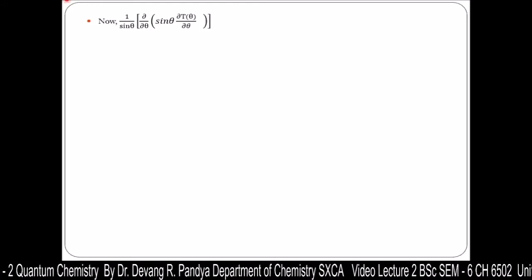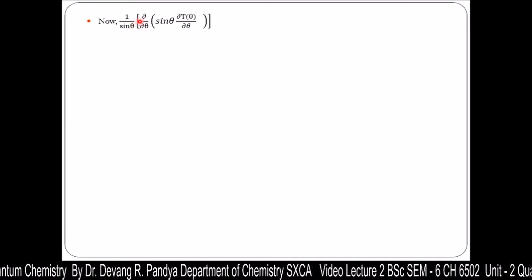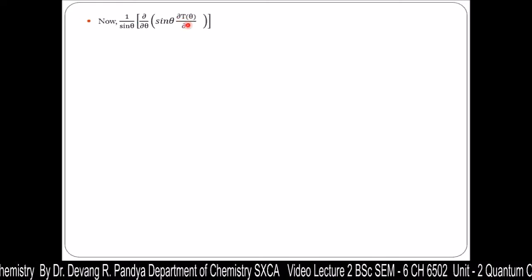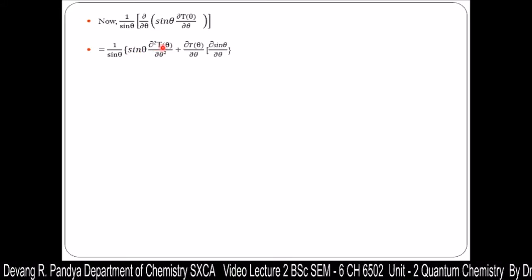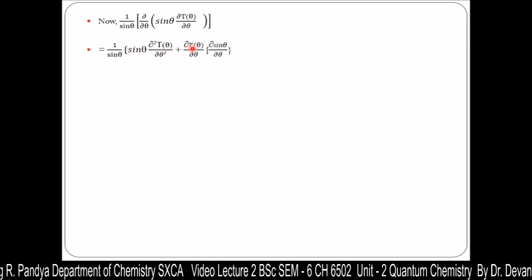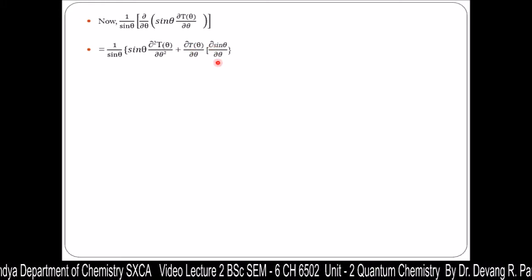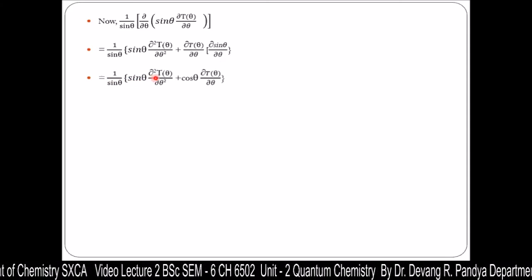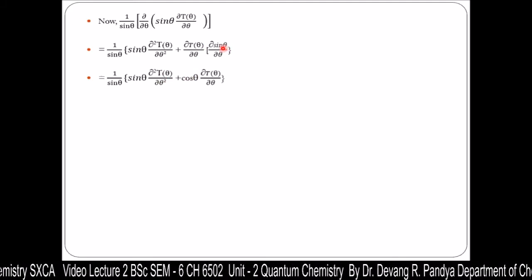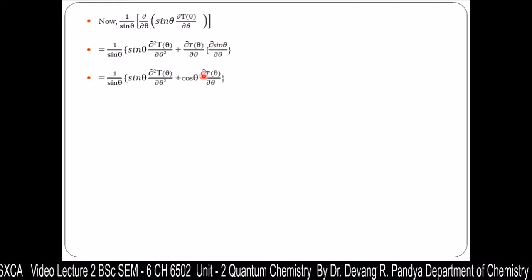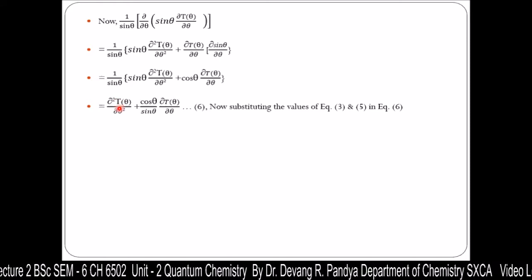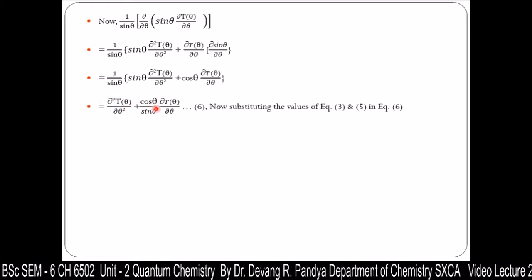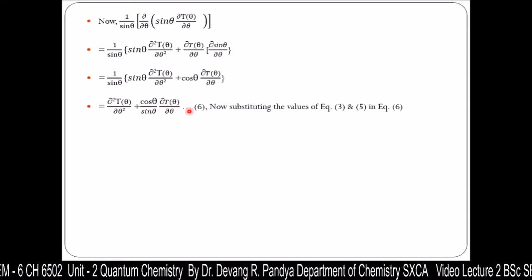On substituting that value, we're going to get now 1 upon sine theta d by d theta sine theta dT theta by d theta. We need to put that value over here. We're going to get 1 upon sine theta into sine theta d square T theta by d theta square plus dT theta by d theta into d sine theta upon d theta. 1 upon sine theta kept outside, sine theta into d square T theta by d theta square, and this value of differentiation is going to give us cos theta dT theta by d theta. This d square T theta by d theta square plus cos theta upon sine theta into dT theta by d theta, that is equation 6.